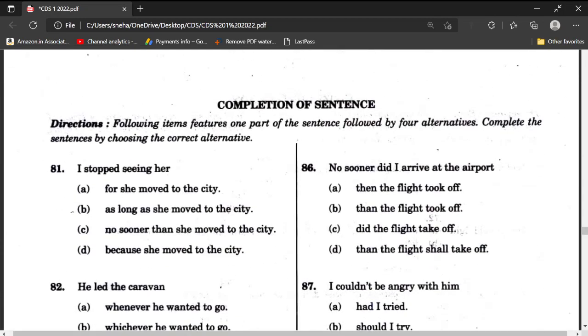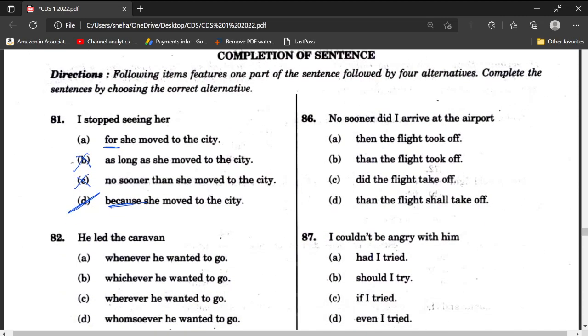Next, completion of the sentences here. You have to complete these sentences which are given. Look at them. I stopped seeing her dash she moved. As long as, she moved cannot be used. No sooner, no. You have to go with for or because. We are showing the reason. For the reason we can go with because she moved to the city.